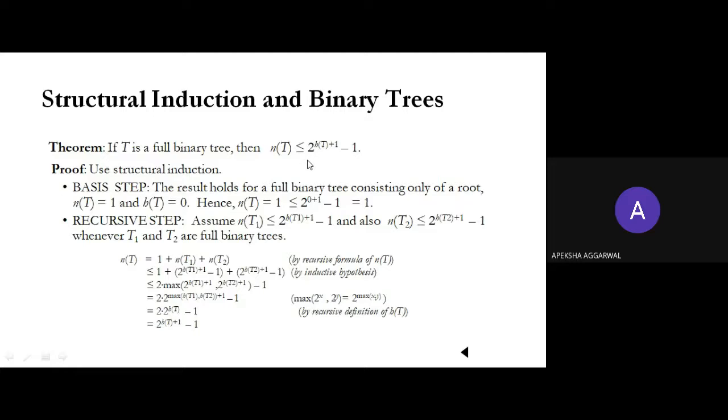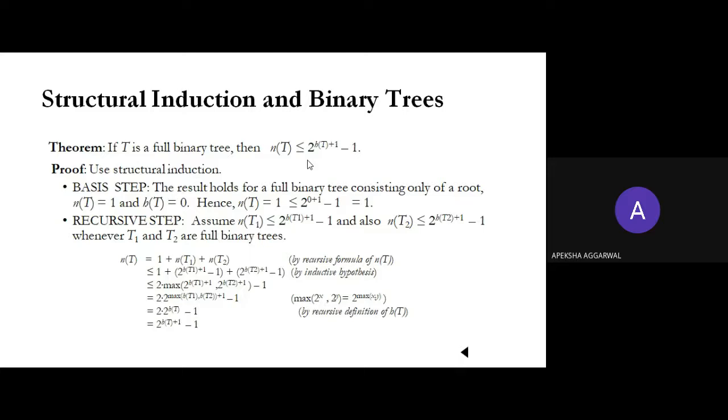Now, is this thing clear? If we have height 0, we say there is only one node. That would be 2 to the power 1 minus 1. That is 1 node. If you have height 1, that is you have 2 levels. Okay, so you have a maximum of 3 nodes. That is 2 to the power, how much? 2 to the power 1 plus 1 minus 1, right?